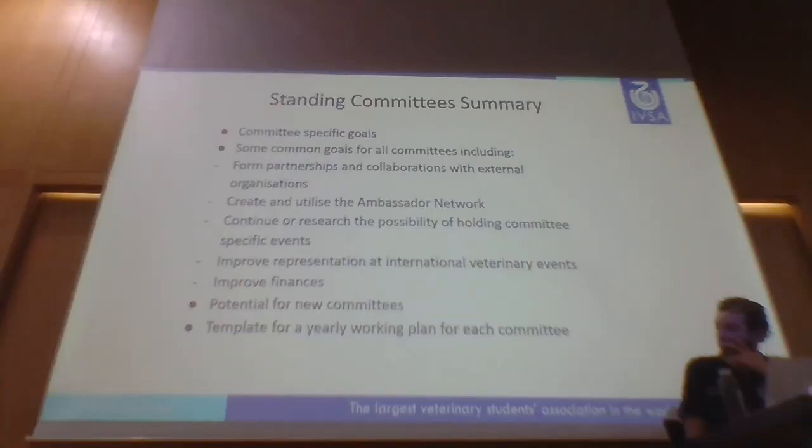And we're looking to create a template for a yearly working plan for each committee, just to make it easier for the chair to manage and so they know where they're going. Next, they can look at that and we can formulate it together to make sure that we're all on board with the plan for the year.